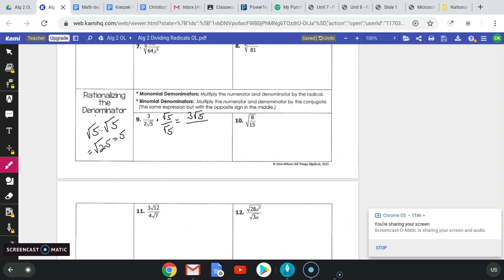So really on the bottom, I'm going to have 2 times 5 after I multiply the square root of 5 times the square root of 5 together. And then just finish it off. 2 times 5 is 10. So 3 square root of 5 over 10.